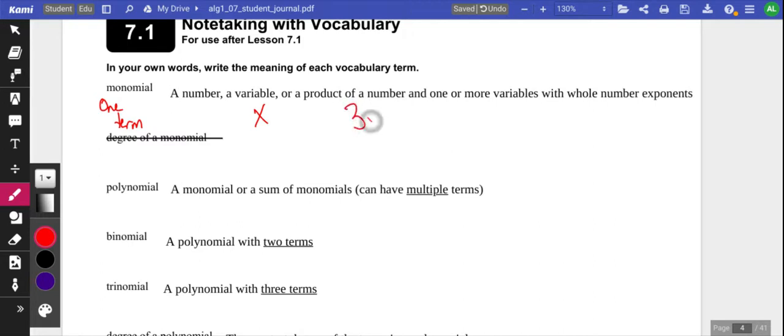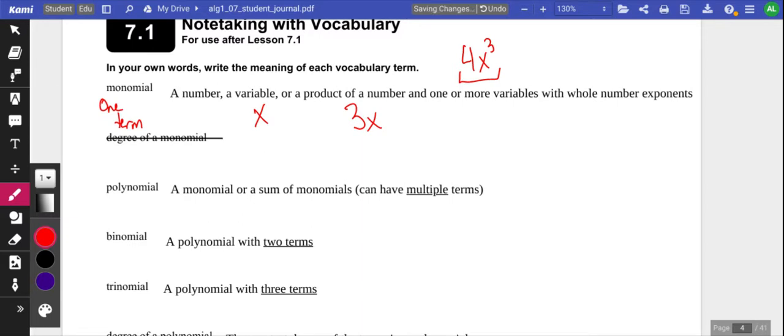Okay, 3x is a monomial. 4x to the third power, that's all a monomial. It's a monomial when there's not a plus or minus sign in between. There's not two things being added or subtracted. It's just all basically one. You could think of it like one little chunk.